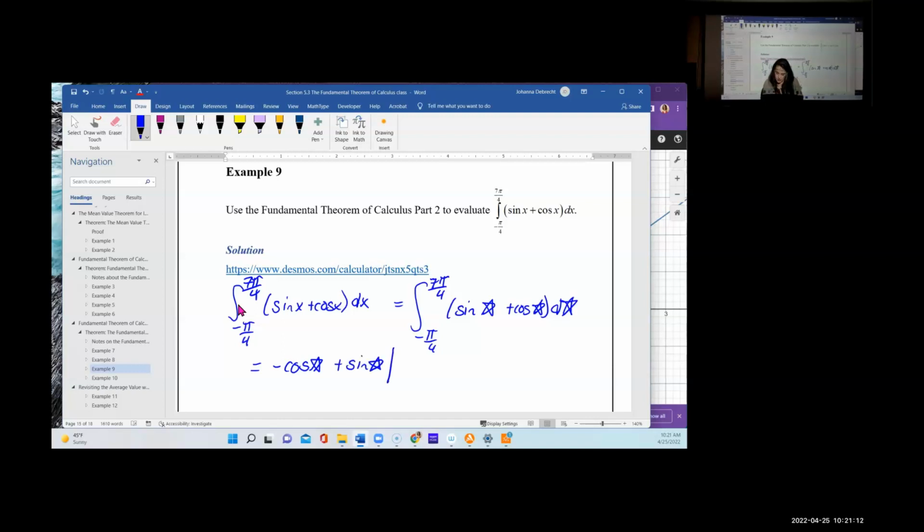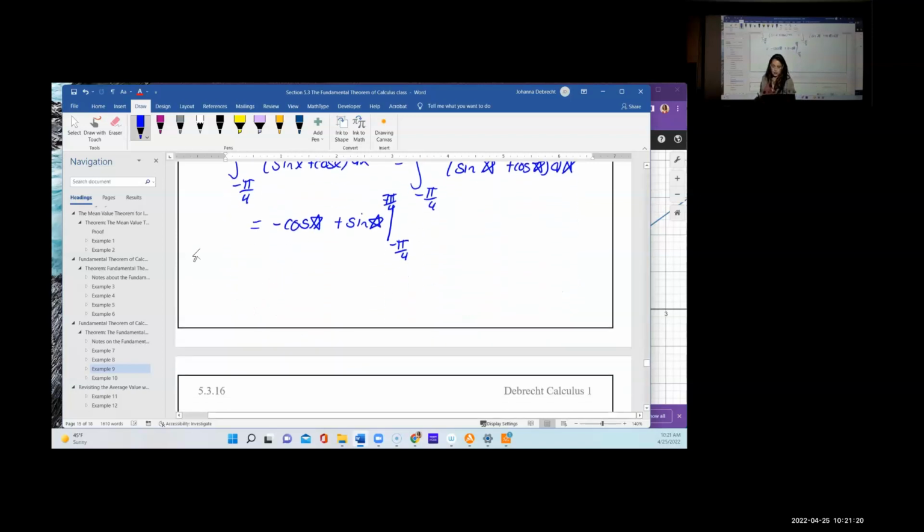And then I'm going to evaluate between -π/4 and 7π/4. So now we're going to plug in and see what we get. And in this case, I'm going to use method 2 from up above. You can use either method 1 or method 2. I'm going to substitute 7π/4 into both first, and then I'm going to subtract the result when I plug in -π/4.